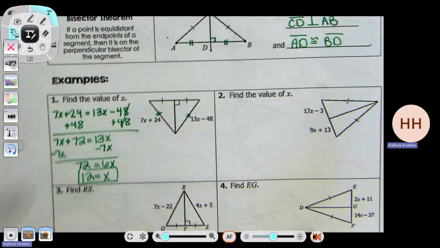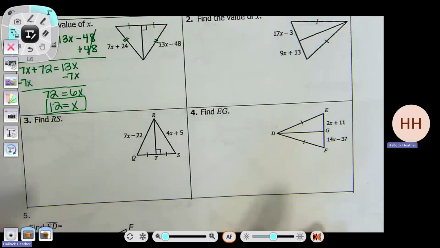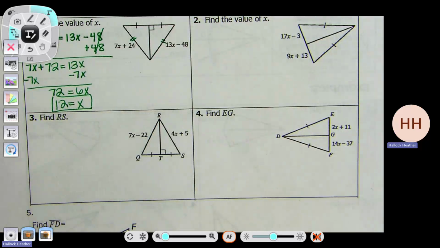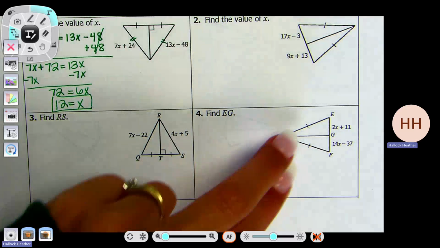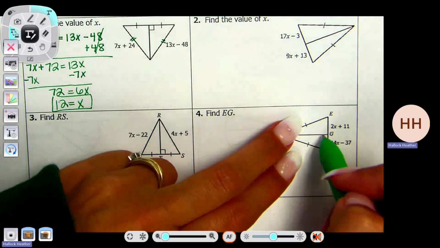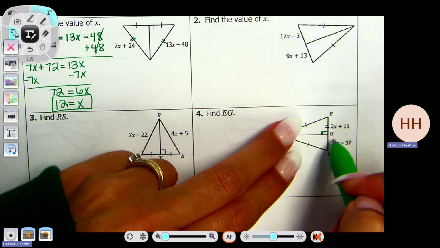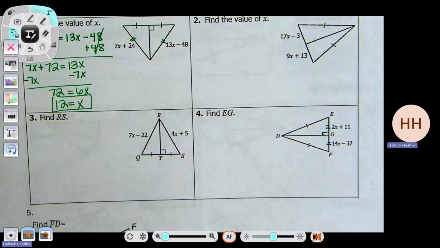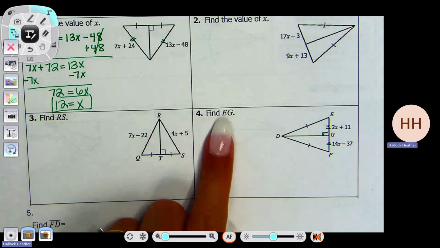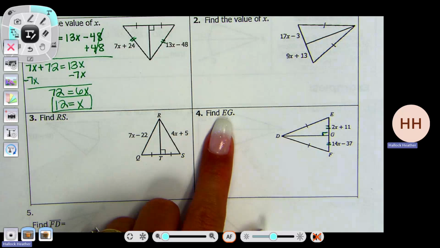Let's do it again. We're going to skip number 2 and 3. Let's go to number 4. So 4 is technically the converse. Because you know the sides are congruent, then this is a 90-degree angle. The bases are congruent. So you're going to equal it to each other. But when you're done, this one doesn't say solve for x. It says find EG. So when you're done, you're going to take it and plug it back in because we're going to have to use substitution.